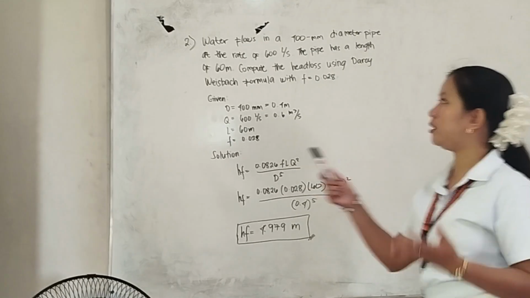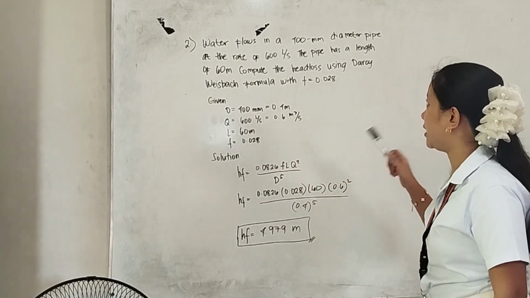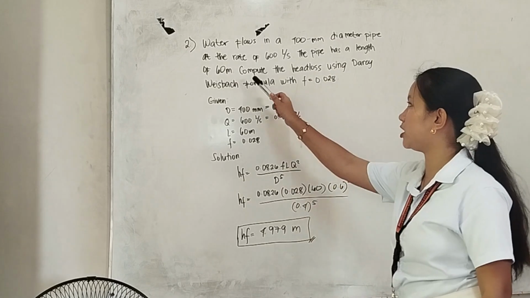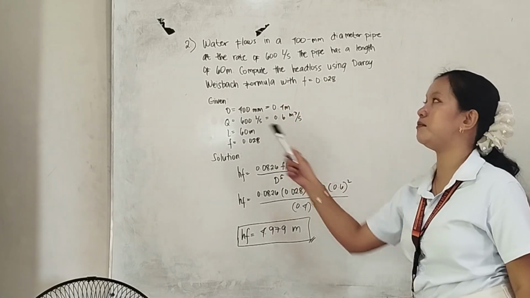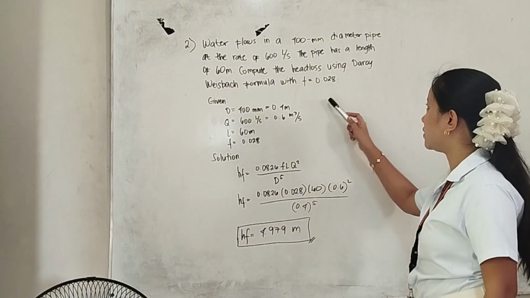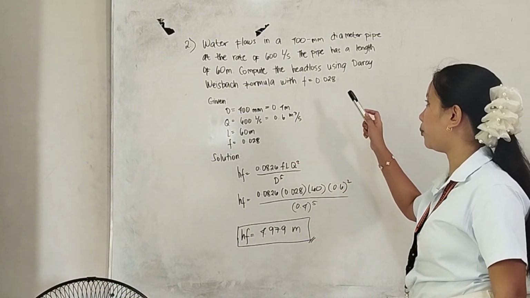Okay, so for problem number 2, we have a problem. Water flows in a 400 mm diameter pipe at the rate of 600 liter per second. The pipe has a length of 60 meters. Compute the head loss using Darcy-Weisbach formula with F equals 0.028.